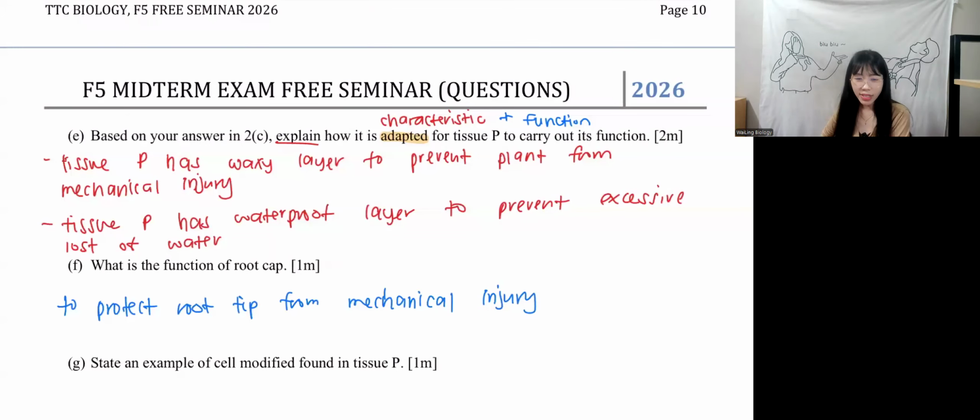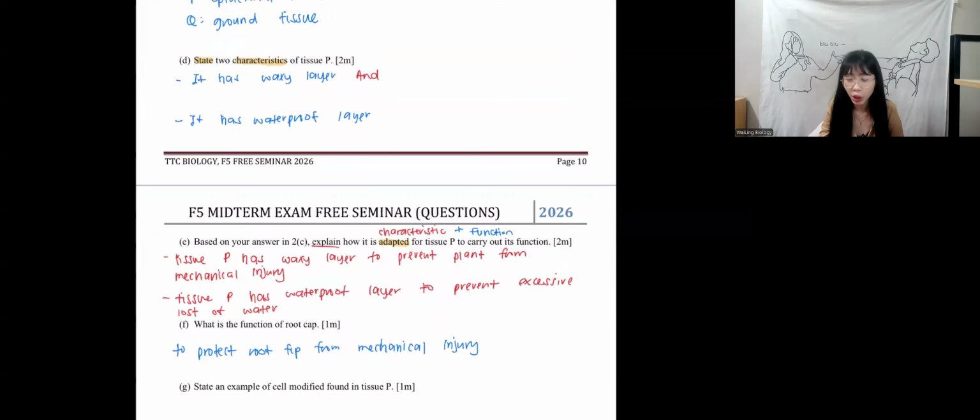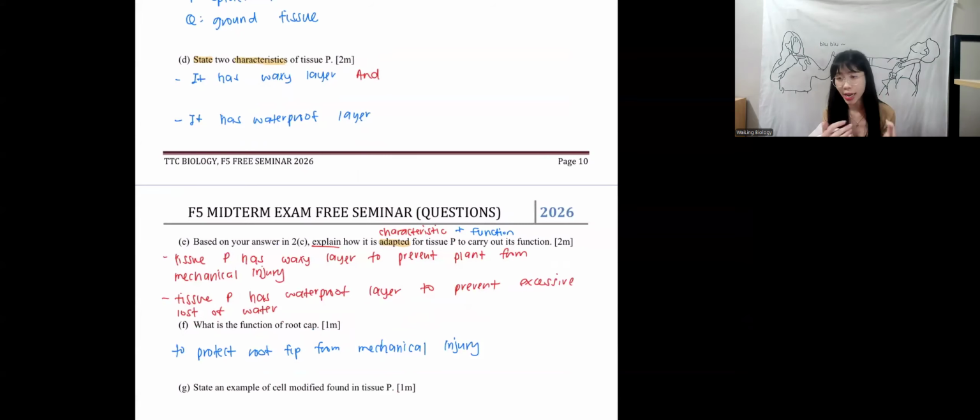State an example of cell modified found in P. So any cell that undergo modification, they can be found in P. P is your epidermis, okay, epidermal tissue. Epidermal tissue has only 3 examples. Either they are cuticle, either they have root hair cell or gut cell.